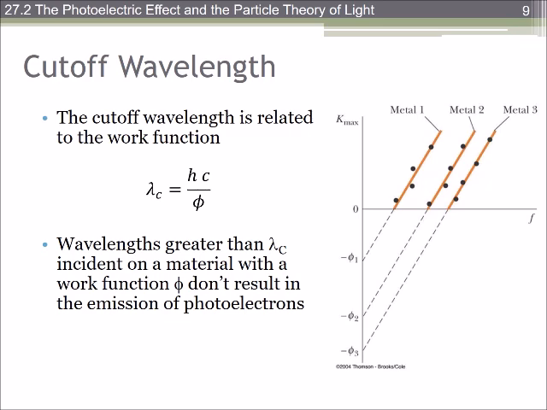So what is this cutoff frequency? Each different metal has a different cutoff frequency because the electrons have different binding energies to the nucleus. This cutoff frequency is given by this: lambda c is equal to Planck's constant times c divided by this phi value that is defined on the metal. These are given in tables. Each metal has a different phi value.